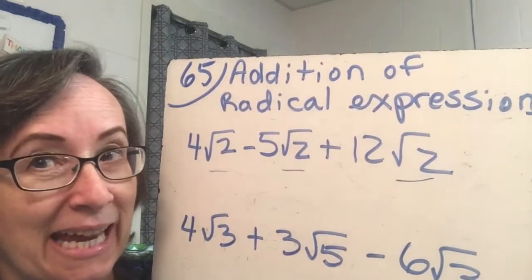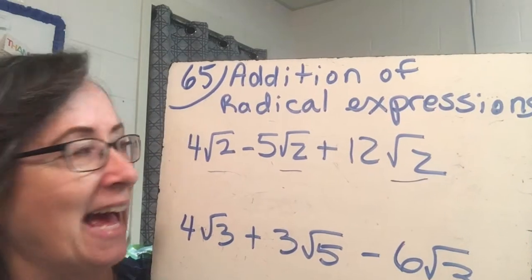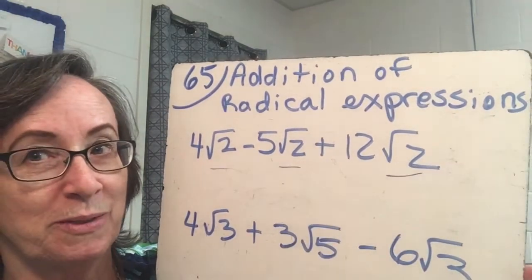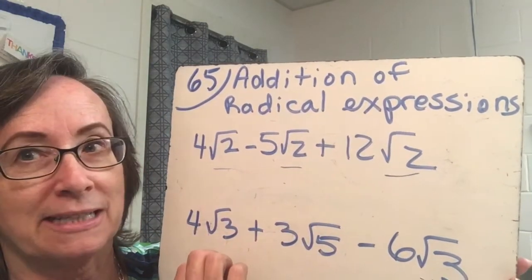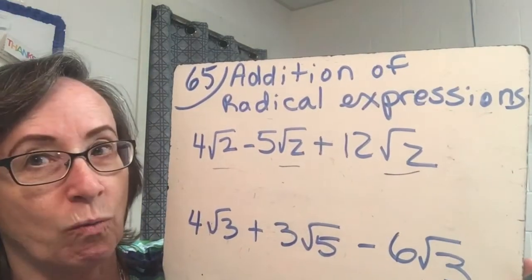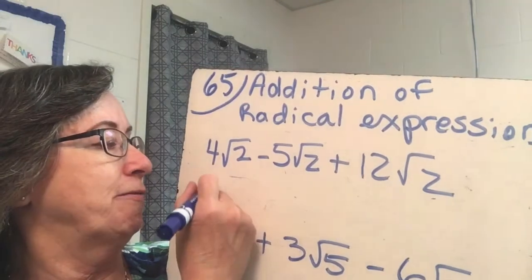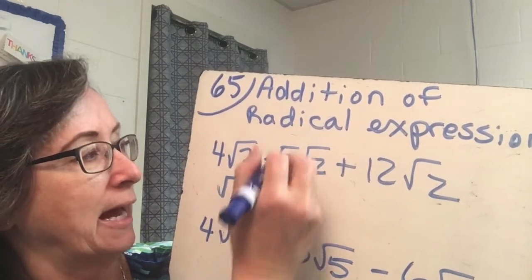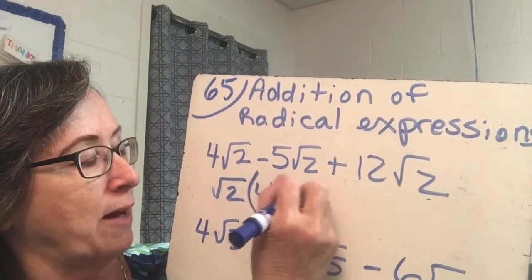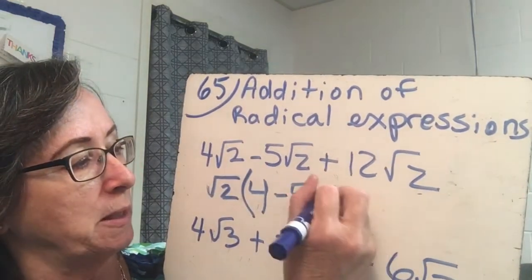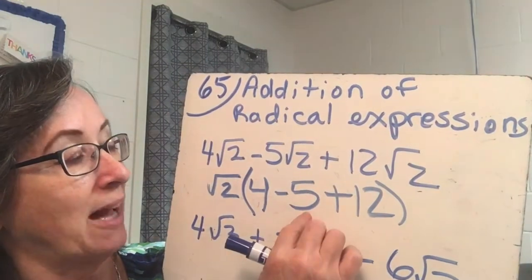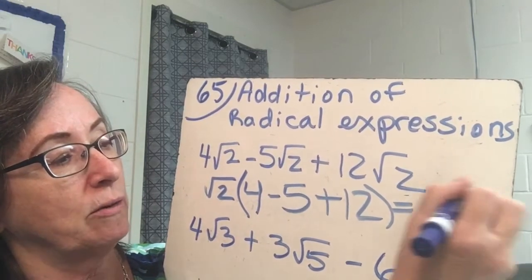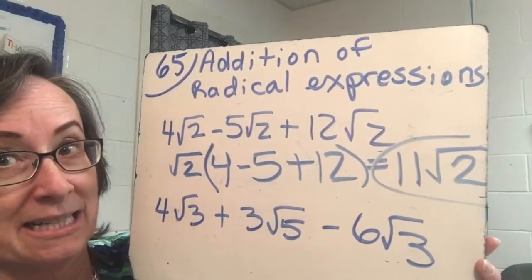Because they all have the same radical part, all we have to do is add the numerals in front, the coefficients to those radical terms, and we'll subtract that one because it's a minus. The reason why this works is if we were to factor out a square root of 2, then this divided by the square root of 2 would just be the 4, this would be the minus 5, and this would be the plus 12. Then 4 minus 5 is negative 1, plus 12 is 11, and we would get 11 times the square root of 2. That's all there is to adding and subtracting with radicals.